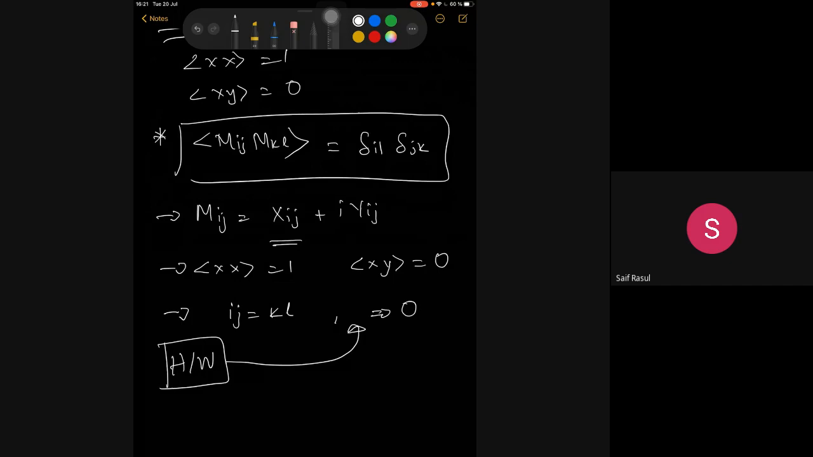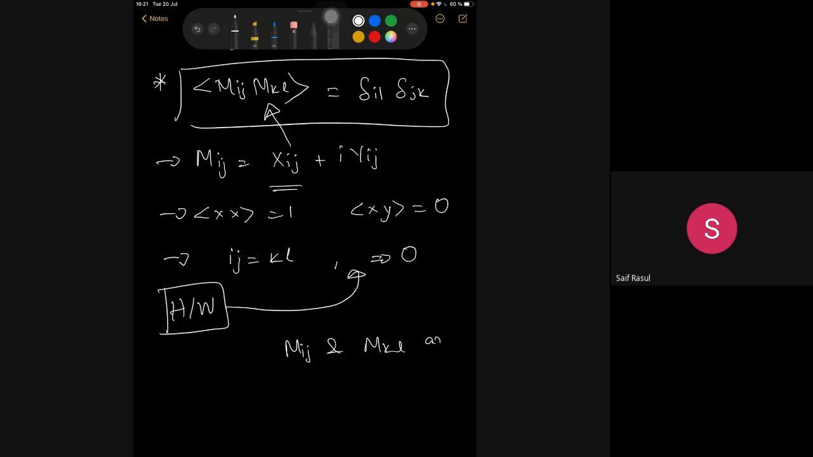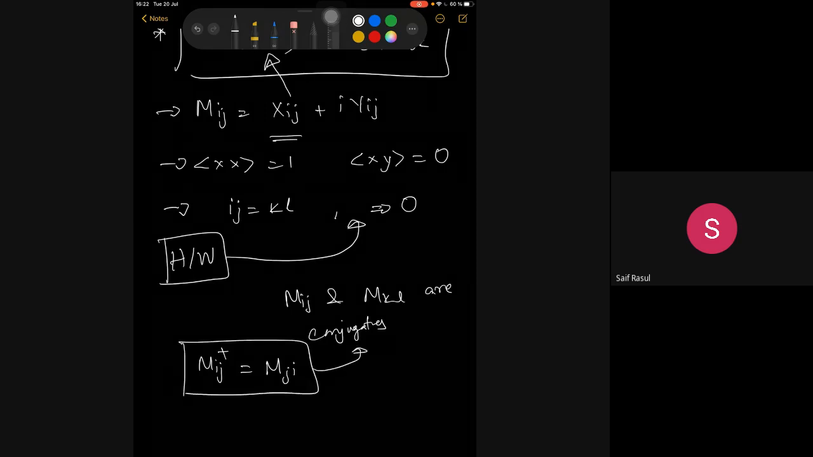One way is you just break it down. You try to compute the correlation functions individually. You'll have xx and you'll have yy if you break it down, and you'll see that the only way it survives is if they are the conjugates. That is, mij and mkl are conjugates, in the sense of Hermitian conjugates. That is, mij dagger equal to mji. Only way they will survive is this.